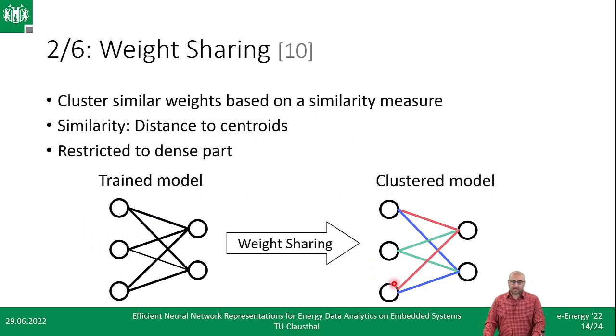So the second neural network compression method that we tried out was weight sharing. And weight sharing clusters weights in each layer into a specific number of groups.